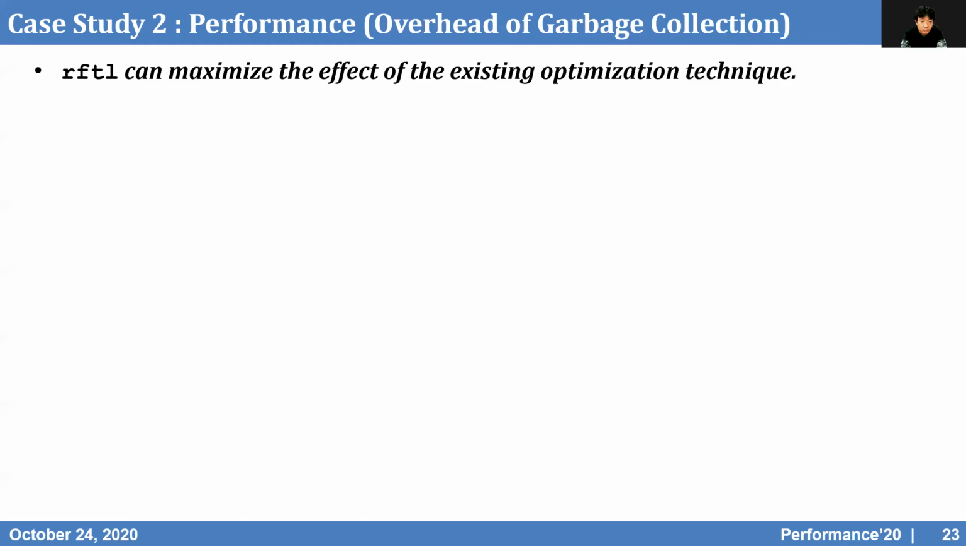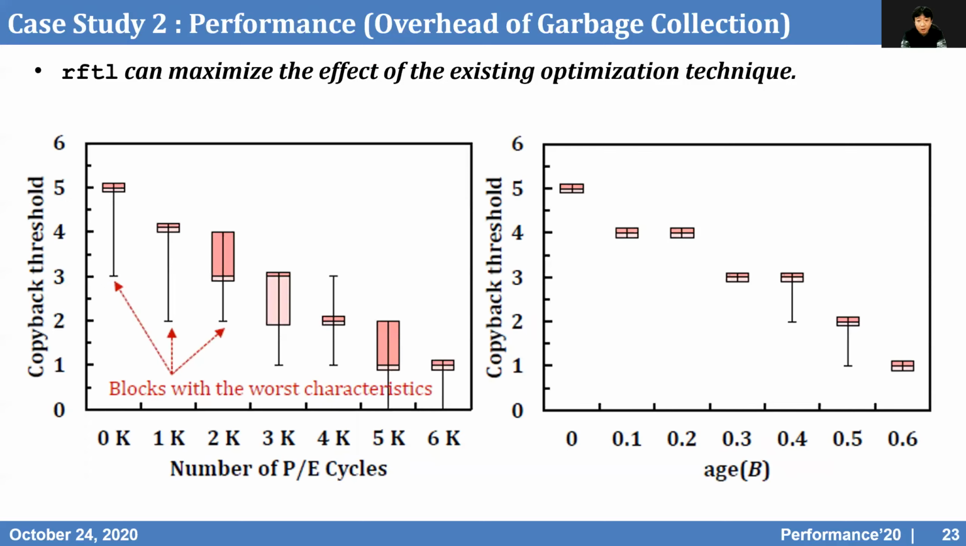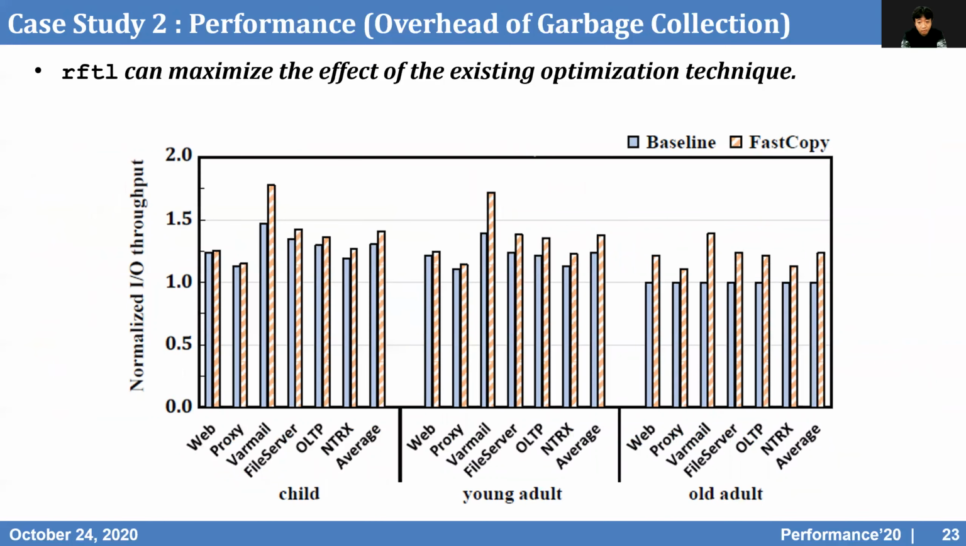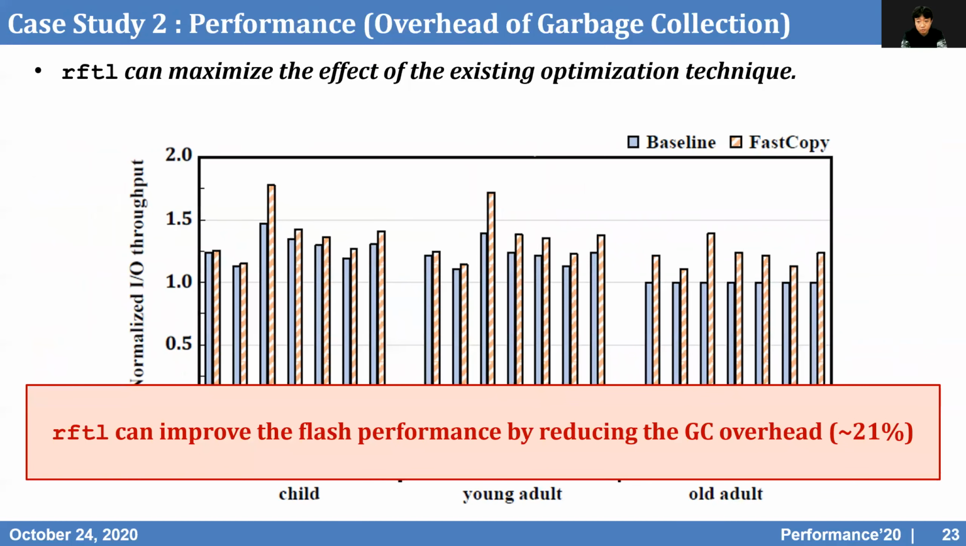In this case, we apply RealWear to the fast copy technique that improves the performance of flash-based storage by using the internal copyback operation. When RealWear is used as a NAND aging marker, we can utilize the copyback operation more. For example, we can use copybacks 5 times, while the P cycle-based technique can apply copybacks at most 3 times. By using more copyback operations, RealWear can improve flash performance by reducing the GC overhead.